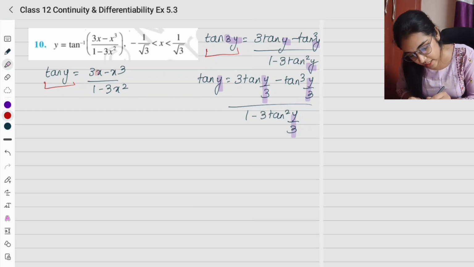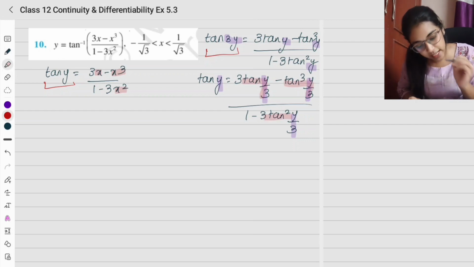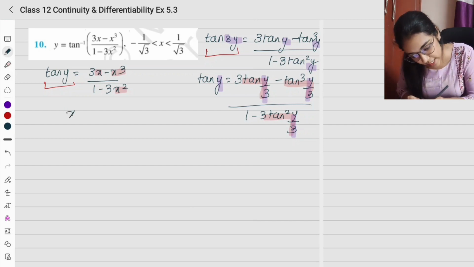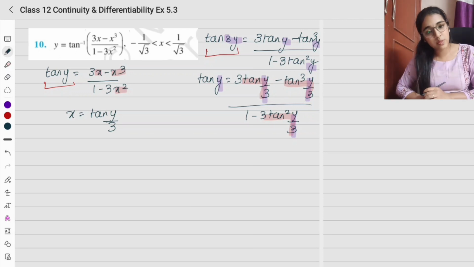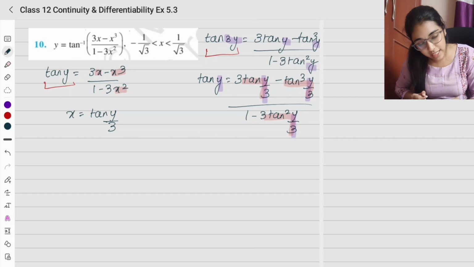Now, when I compare these two, what do I see? I have x here, x cube, x square. So when I equate, I'll have tan y by 3, tan cube y by 3 and tan square y by 3. Correct? So x is equal to tan of y by 3. So it is very similar to the previous question. In the previous question I had x equal to tan y by 2. Here y by 3 is there. That is the only difference.